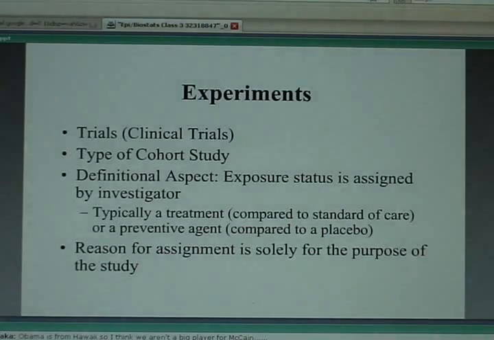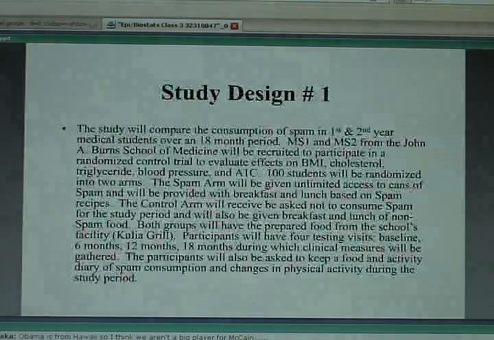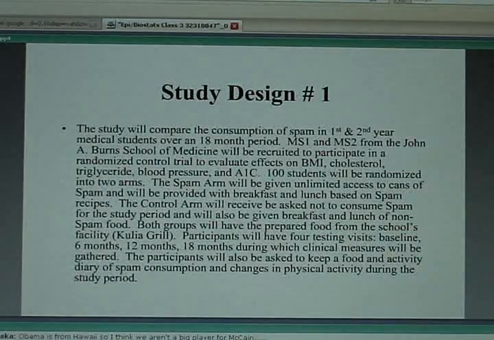And the one I'm going to start with is one that one of you suggested a couple of weeks ago when I asked you to think about how you would design a study to see if a diet that was rich in Spam had some impact on your health. And this was one of the studies that was proposed, and we mentioned it in the very first lecture. Remember, one of you suggested going to the medical school, John A. Burns School of Medicine, enrolling first and second year medical students into the study, enrolling 100 such students, and then randomizing, we'll talk about randomization in a minute, them into two different arms, two different treatments, or two different exposure status.